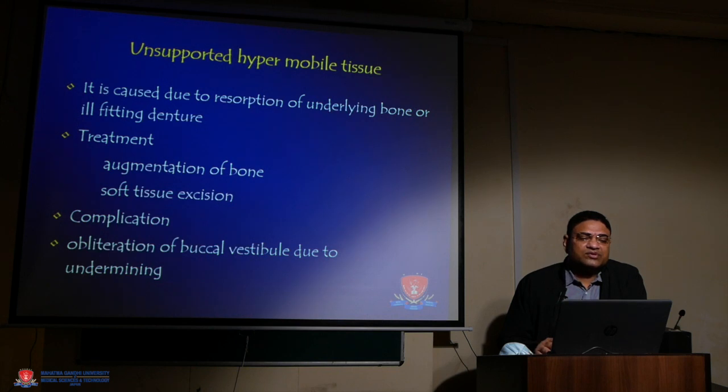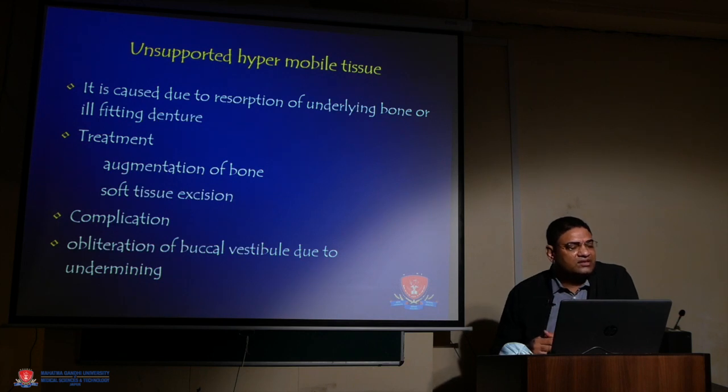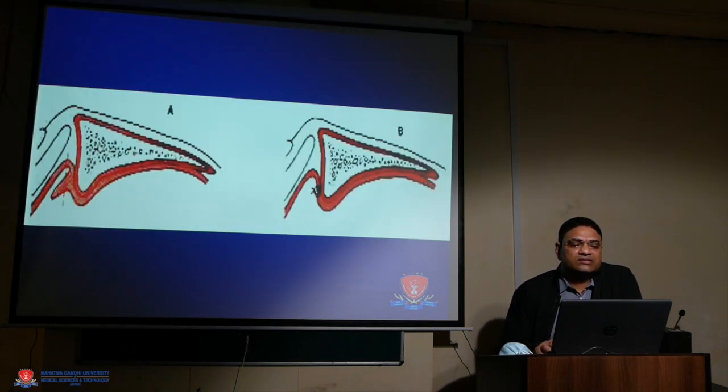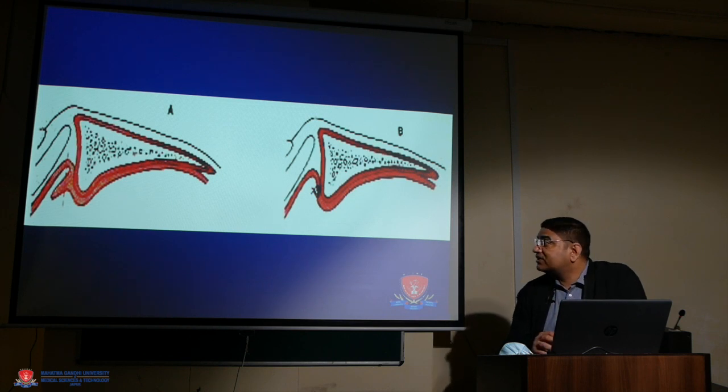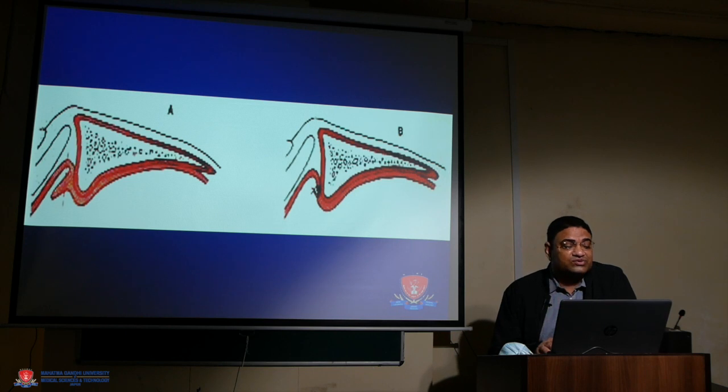Now unsupported hypermobile tissue is caused due to resorption of the underlying bone or ill-fitting dentures. Treatment modalities: augmentation of the bone, soft tissue excision, and the complication is obliteration of the buccal vestibule due to undermining. These are the diagrams. The red is the excess tissue that we have to remove with the blade and then suture it.